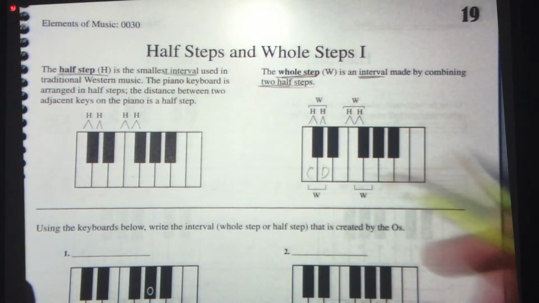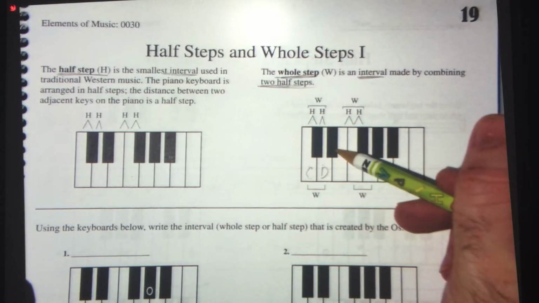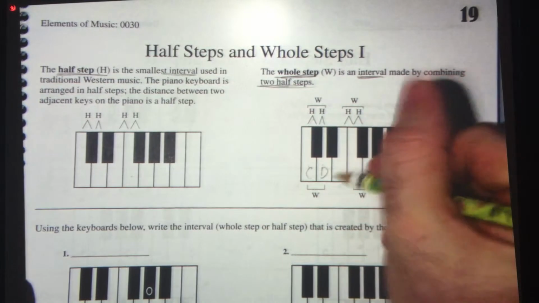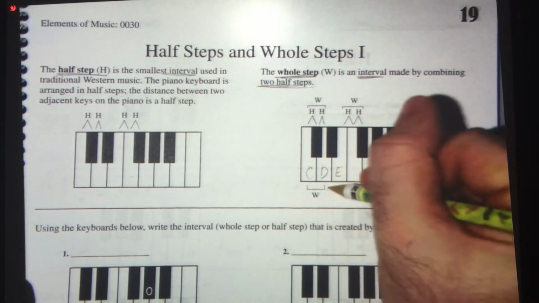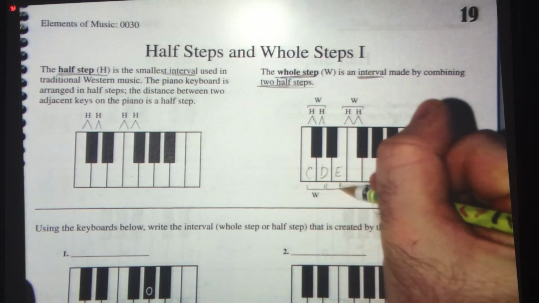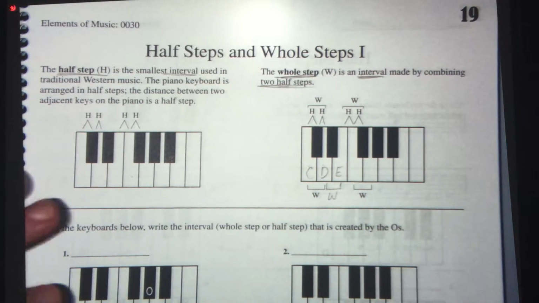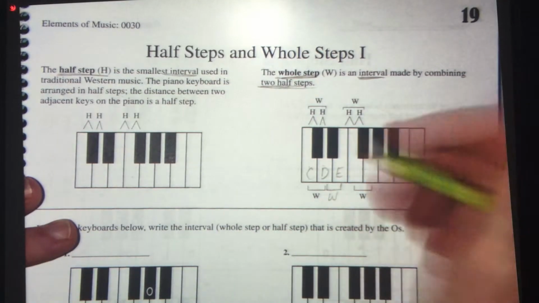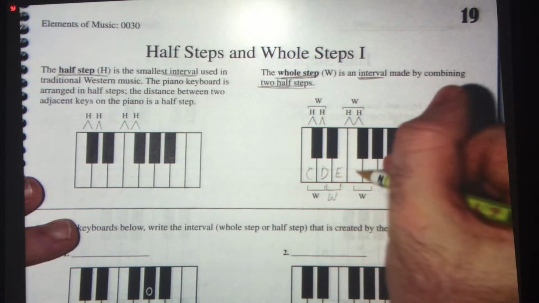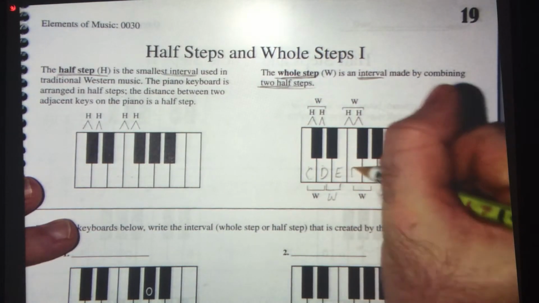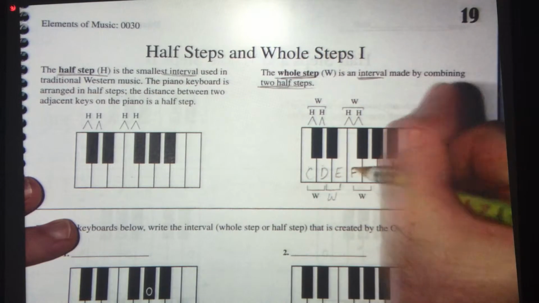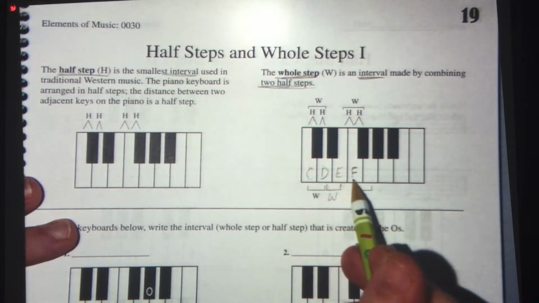Okay? Between D and D sharp, half step. D sharp and E, half step. So this would also be a whole step. So I'm going to give you a little bit of a key. We're going to need to do this a little bit here. Okay? Now between E and F, that is not a whole step. That is a half step because there is no key in between.